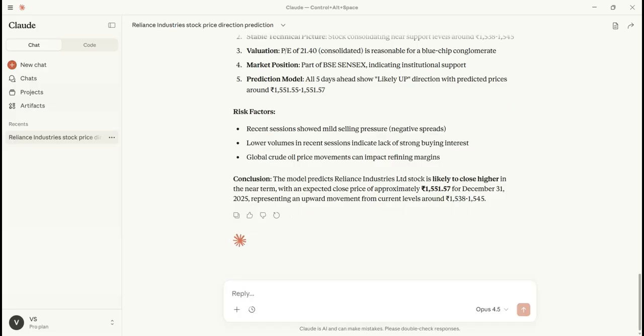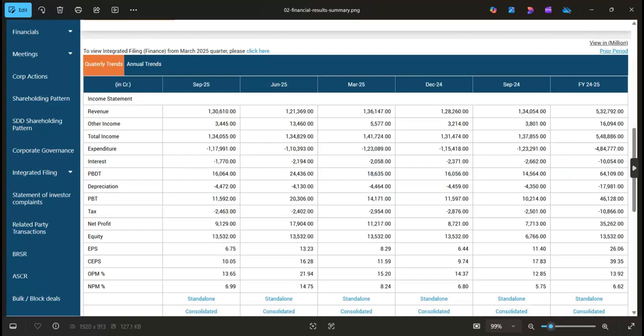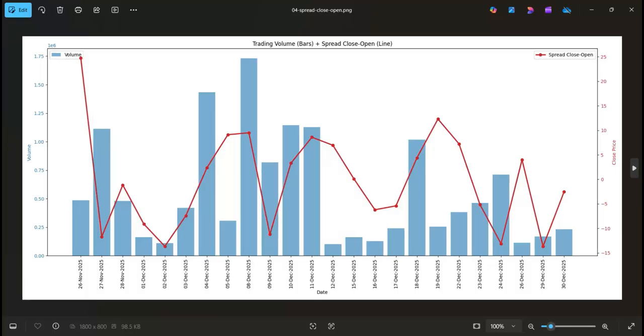These are details for the generated screenshots and graphs generated. The first is the market depth screenshot and the data is collected but the buy and sell are empty since the automation script was executed outside the trading or function of BSE. The second is the financial results screenshot details.